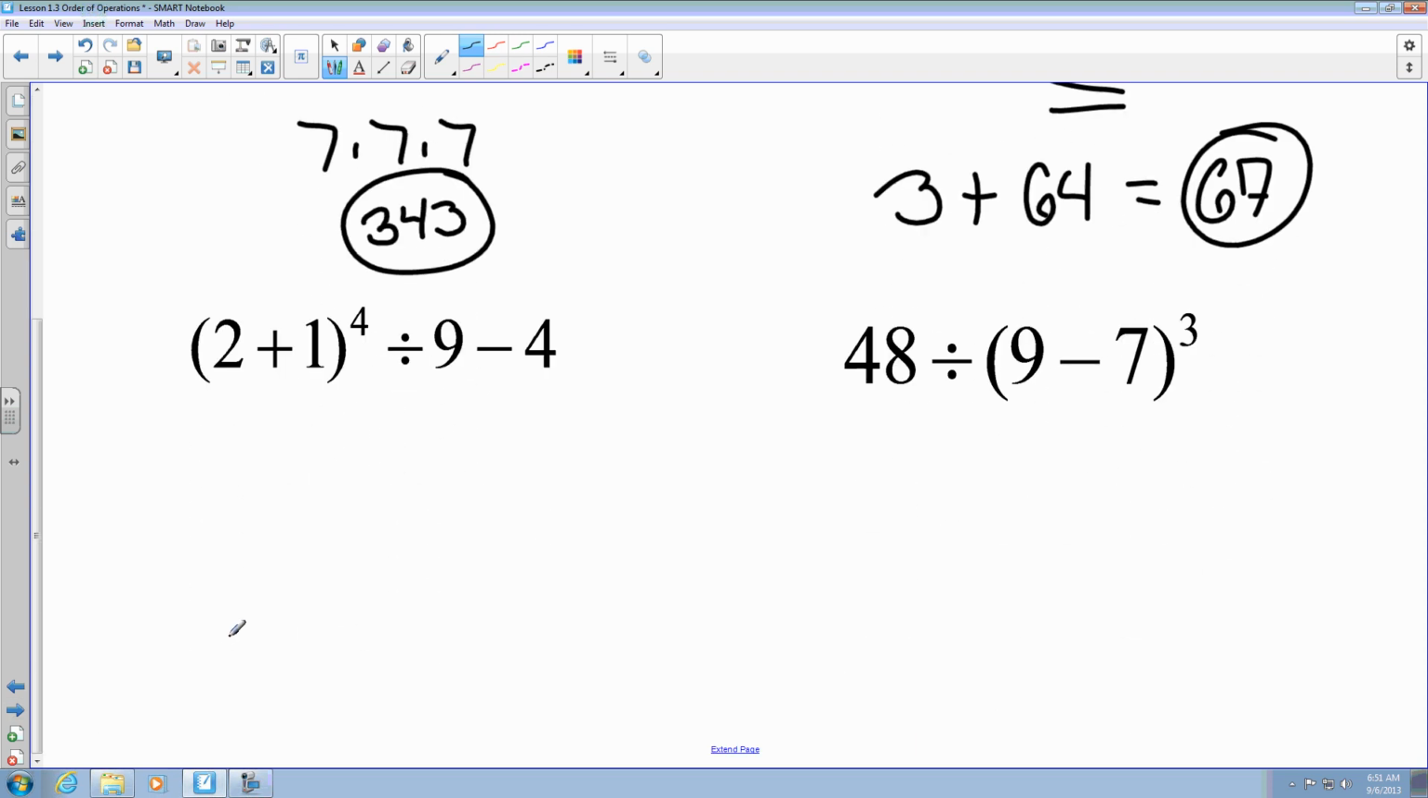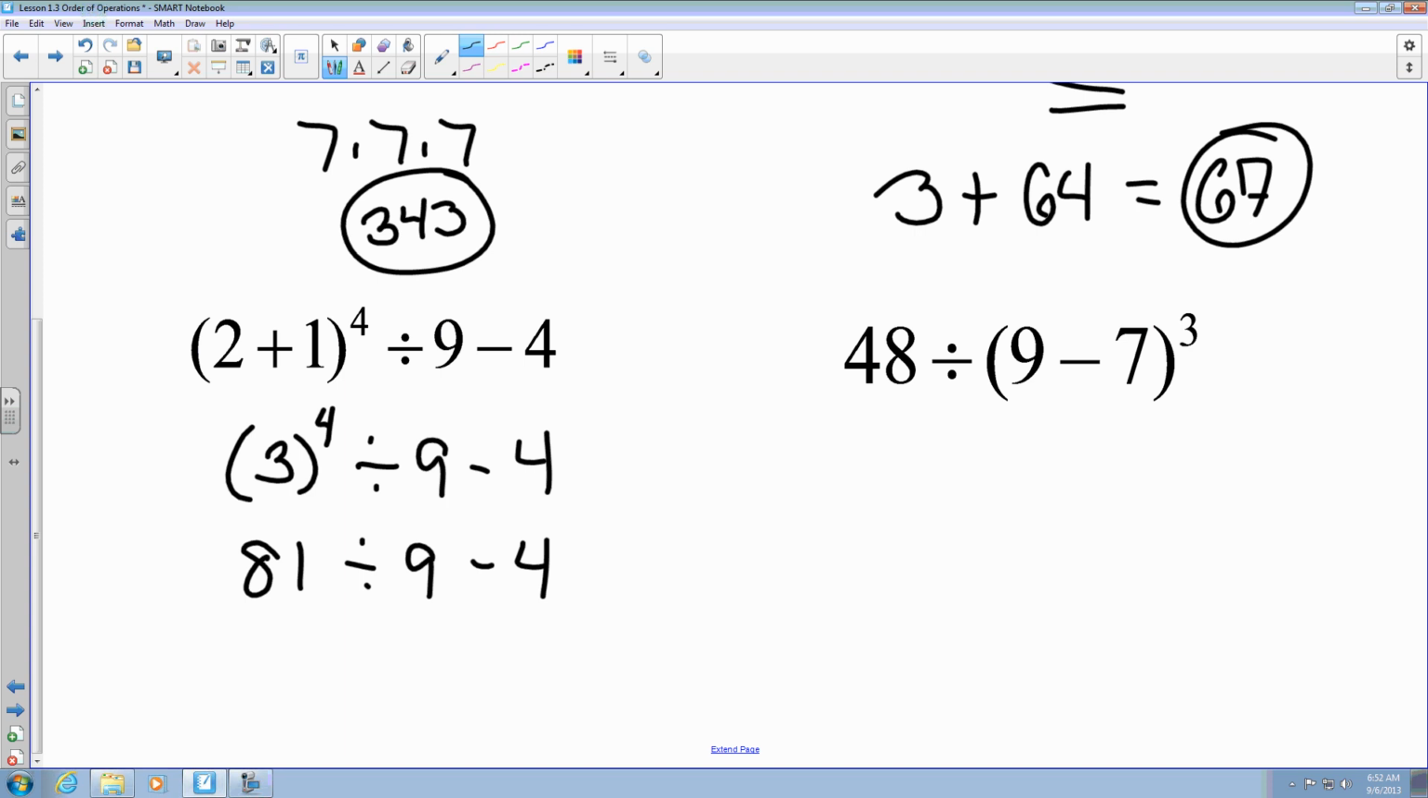Going on to the next example, I got 2 plus 1 to the quantity fourth power divided by 9 minus 4. So first step, are there any brackets or parentheses? Yes, there is. The first bracket in parentheses I see is 2 plus 1. So I get to solve that one first. And 2 plus 1 will give me 3. Keep it in the parentheses to the fourth power divided by 9 minus 4. Next, I notice that there are exponents. So I must take care of those exponents. I got 3 to the fourth power. So 3 to the fourth power gives me 81. I'm going to divide that by 9 minus 4.